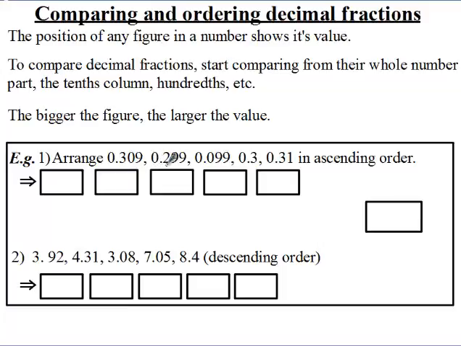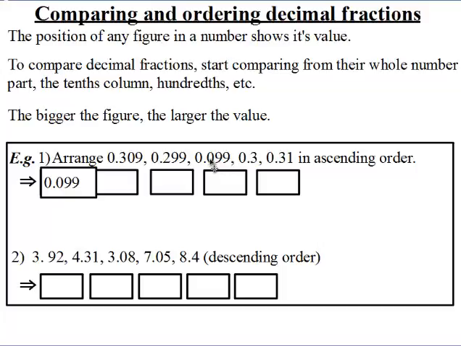Let's move on. Here we have 0. So this number is bigger than this. Here we have 3. We have 3 here as well. So among these tenths column, 0 is the smallest. Hence this number is the smallest of all the numbers. So the first number is 0.099.